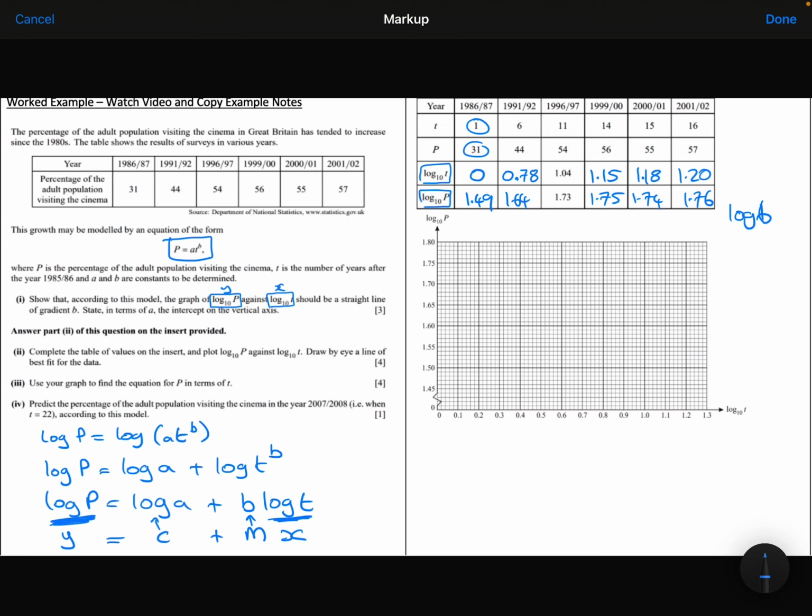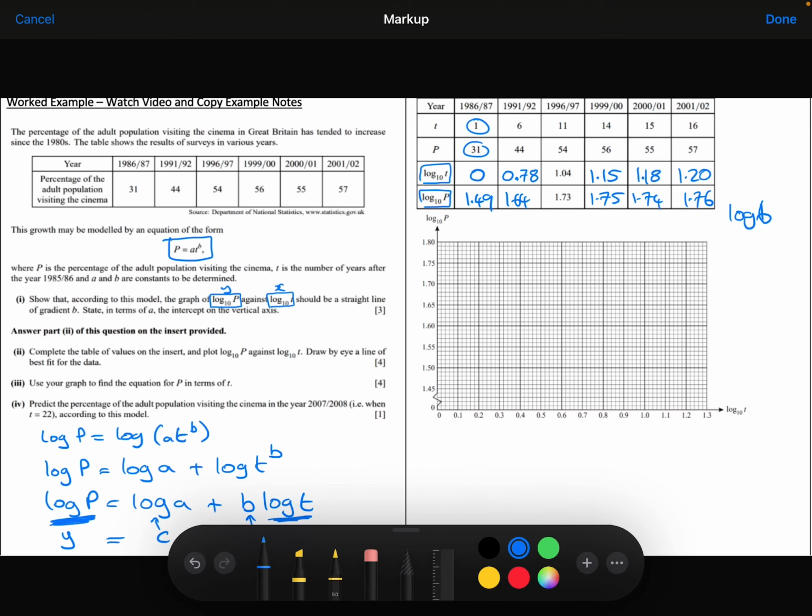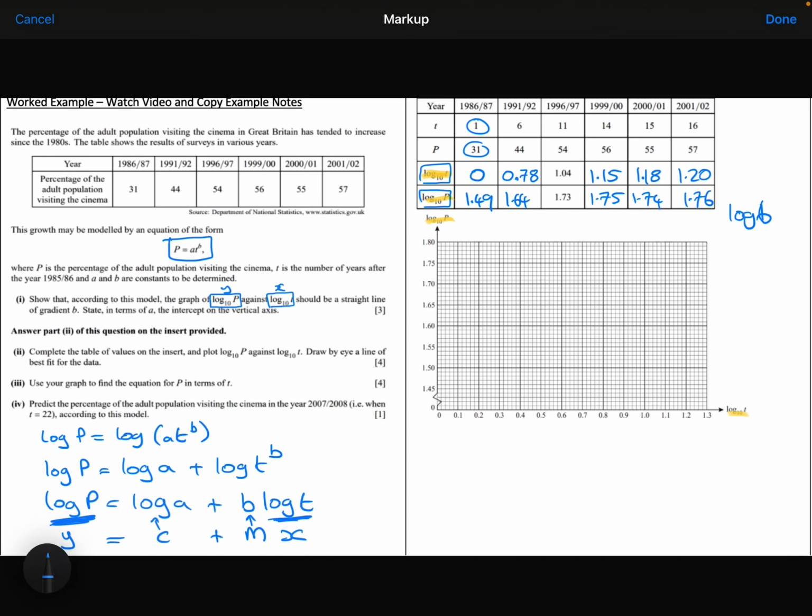So I am now going to be plotting these points onto my axes where the log of T is on my x, and the log of P is on my y. So these are my x coordinates and these are my y coordinates. So first of all, let's plot the coordinates 0, 1.49. Then 0.78 and 1.64 is going to be here.